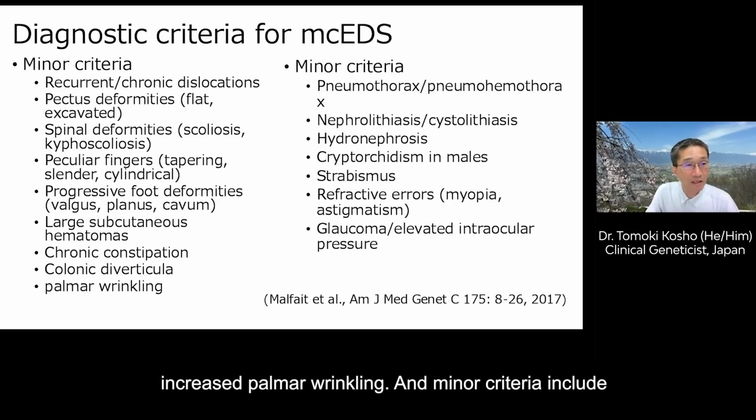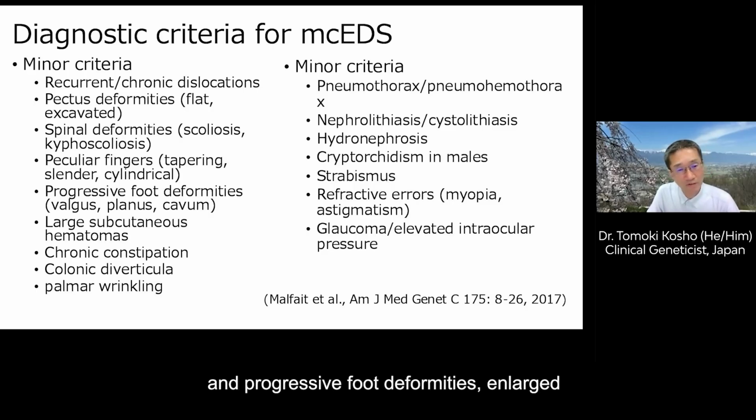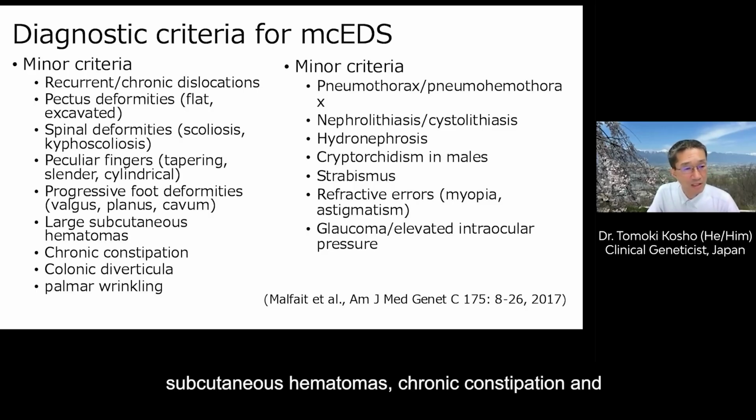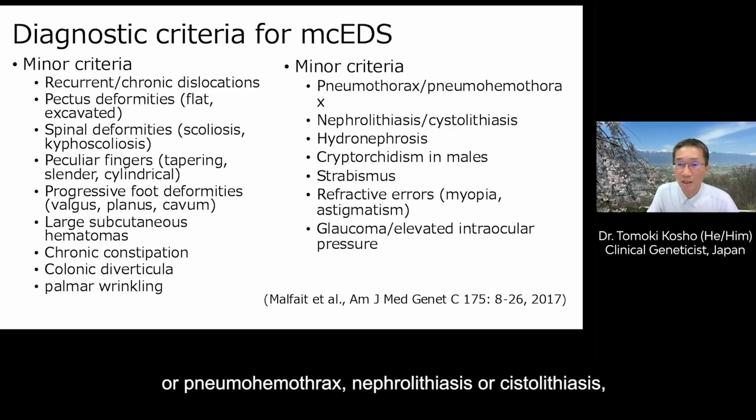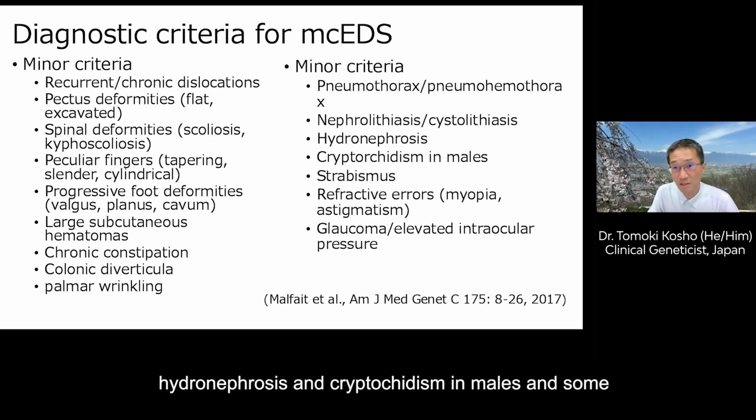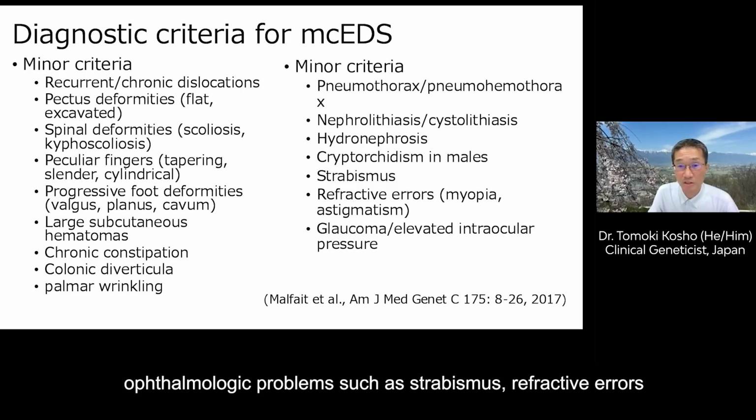Minor criteria include recurrent or chronic dislocations, pectus deformities, spinal deformities, peculiar finger shapes, and progressive foot deformities, large subcutaneous hematomas, chronic constipation, colonic diverticula, pneumothorax or pneumohemothorax, nephrolithiasis or cystolithiasis, hydronephrosis, and cryptorchidism in males, and some ophthalmologic problems such as strabismus, refractive errors, and glaucoma.